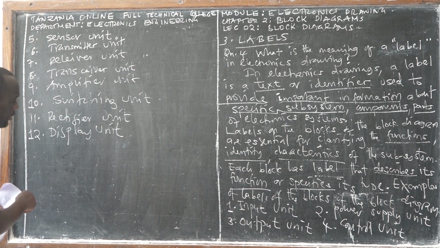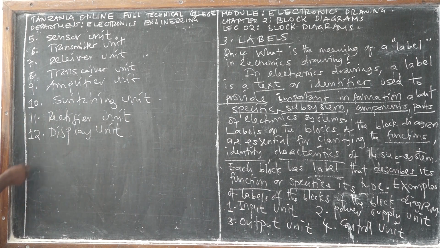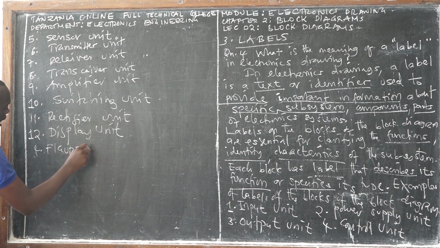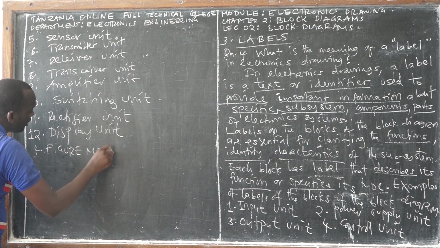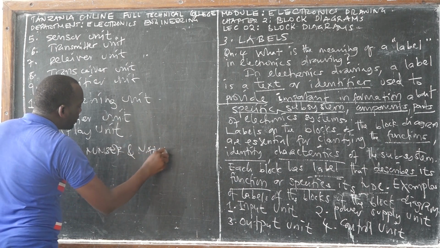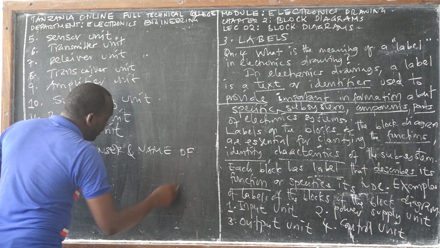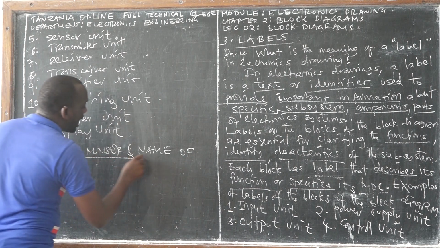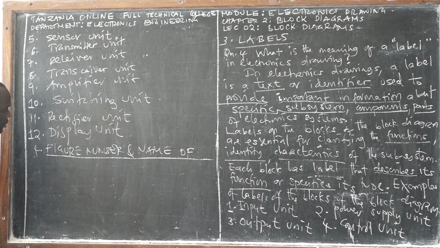Okay? Then the first part and last part is called the figure, number, and what? Name. After that, you will be able to draw a good quality block diagram. So figure, number, and name of the block diagram.